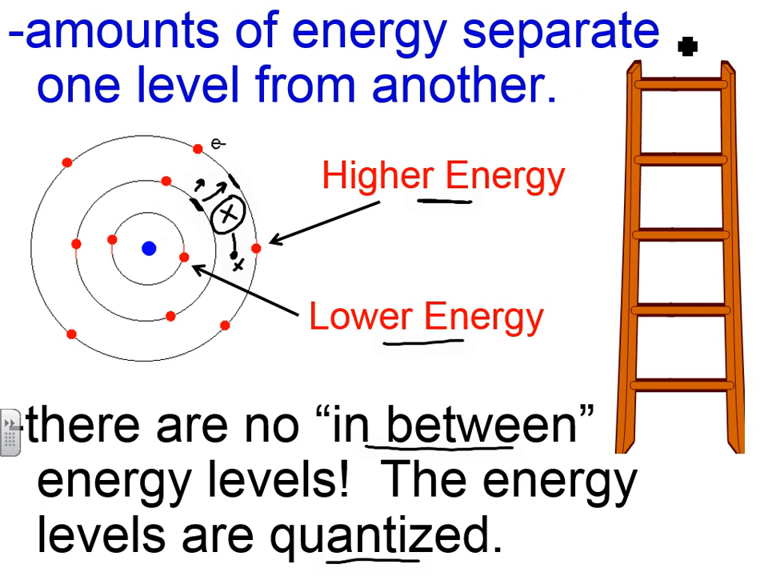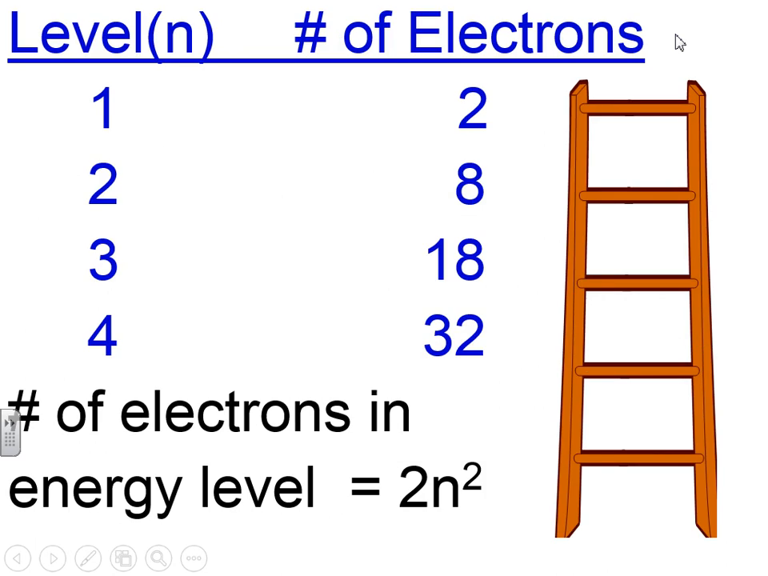A good example of this is a ladder. You can't step between the rungs of the ladder; you can only step on the rungs. And that's essentially how it works for any atom. You have certain energy levels the electrons are restricted to. Now, the levels are actually given right here, levels 1 through 4. The first level can hold 2 electrons. The second level can hold 8, the third 18, and the fourth 32.